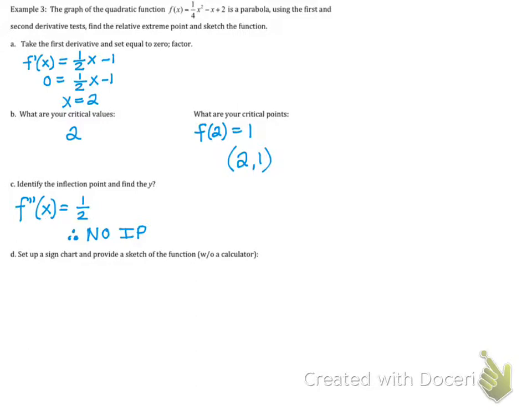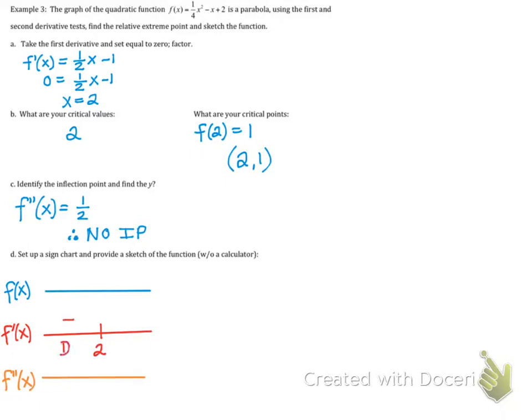All right, so if there's no inflection point, that implies that we're going to have either all concave up or all concave down. All right, so let's go to our sign charts down here. Okay, so we're going to start with the first derivative at 2. If I plug 1 in, or 0, that's easy, I'm going to get a negative, which implies that the original is going to decrease. And then if I plug 3 in, I'm going to get a positive, so we're going to increase on the original.